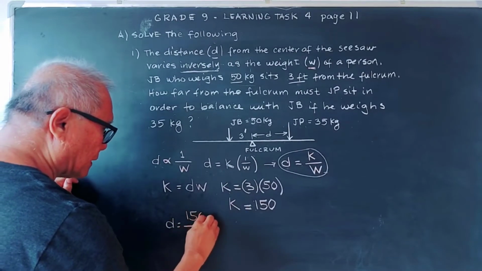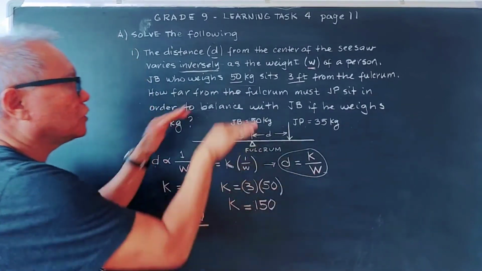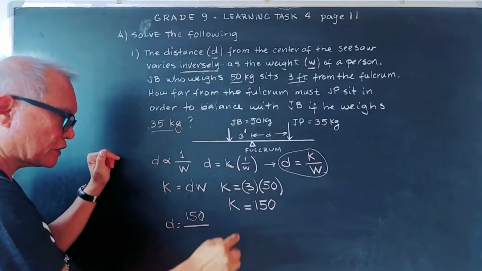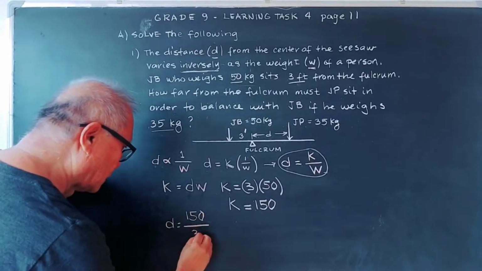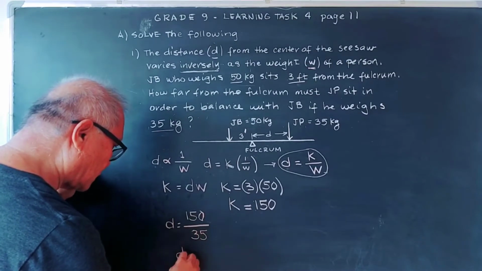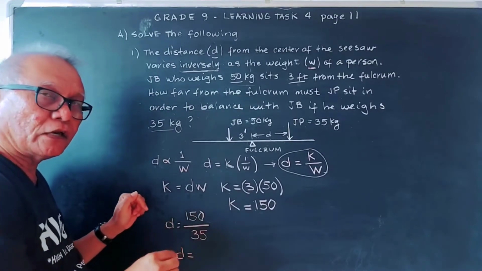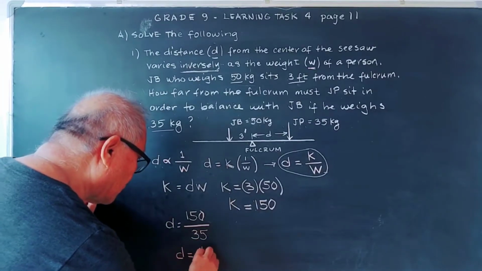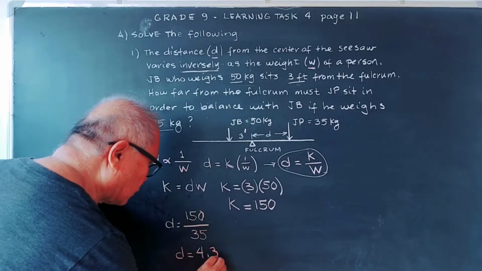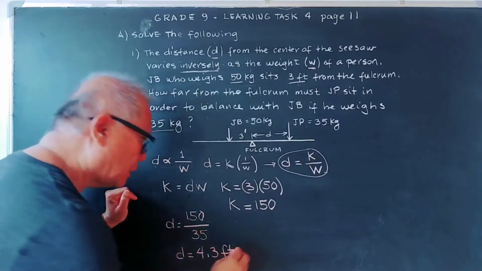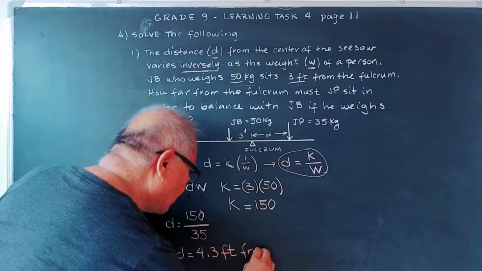150, yung K natin. Ano na ngayon ang weight ni JP? So, ang weight ni JP ngayon ay 35 kilograms. Ilagay na natin dito, 35. So, our distance here will be, if you are going to divide 150 by 35, at makukuha natin ay 4.3, naka-round off siya, feet. From where? From the fulcrum.